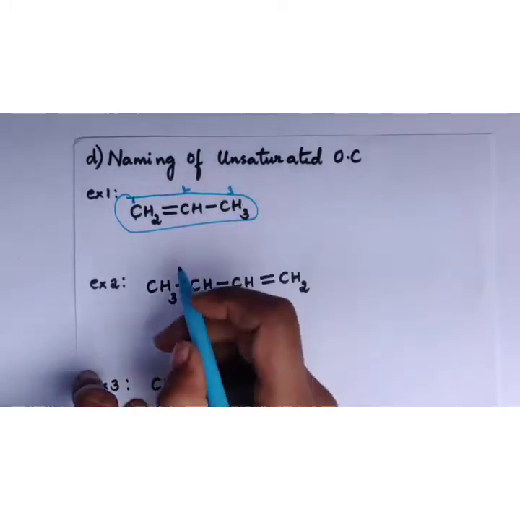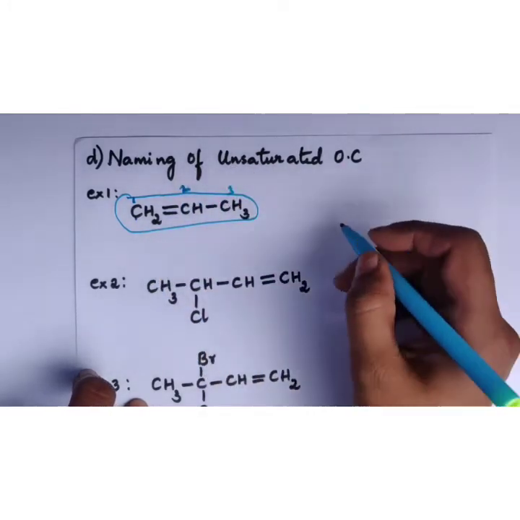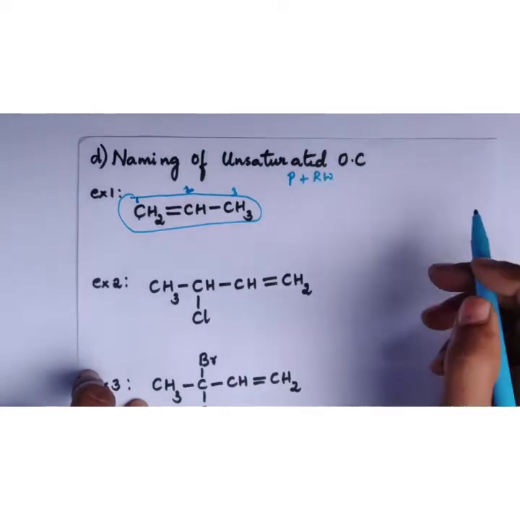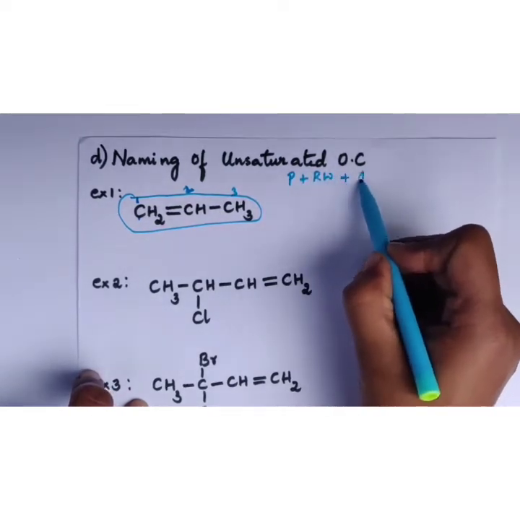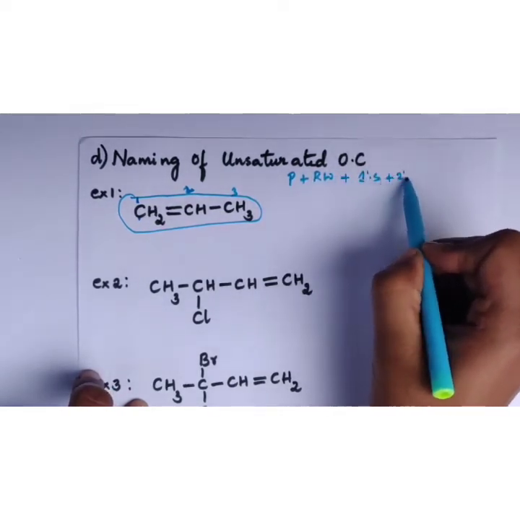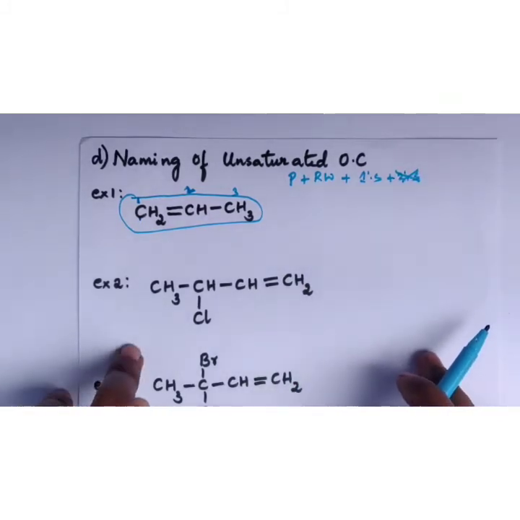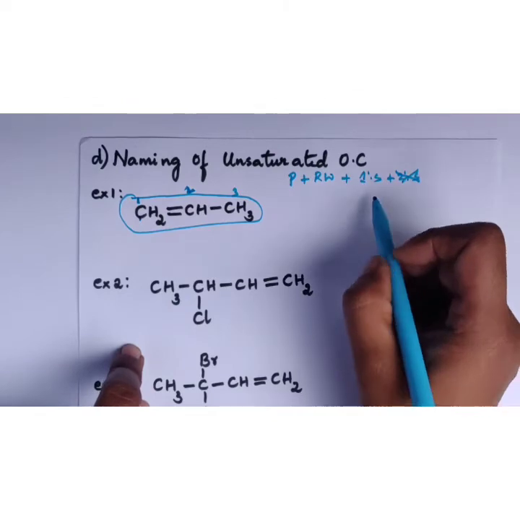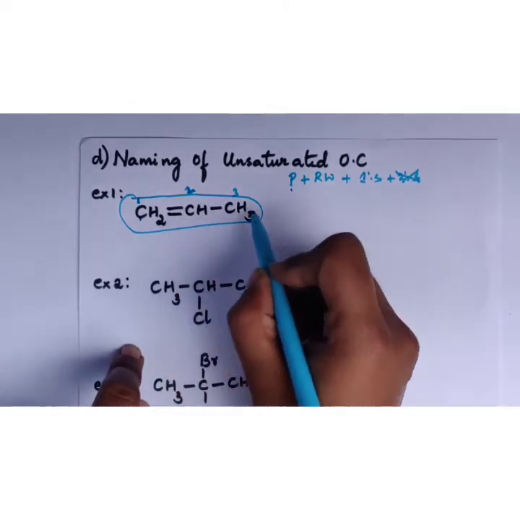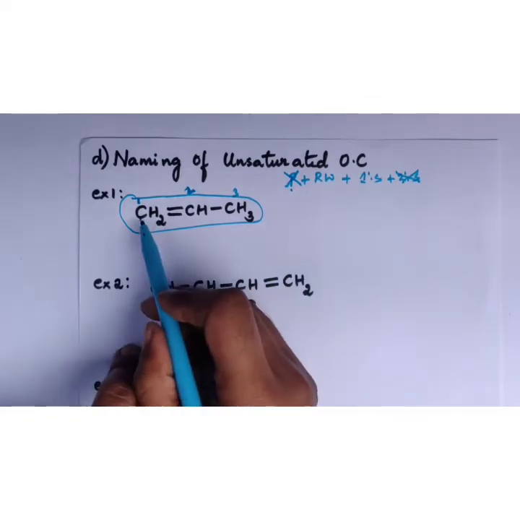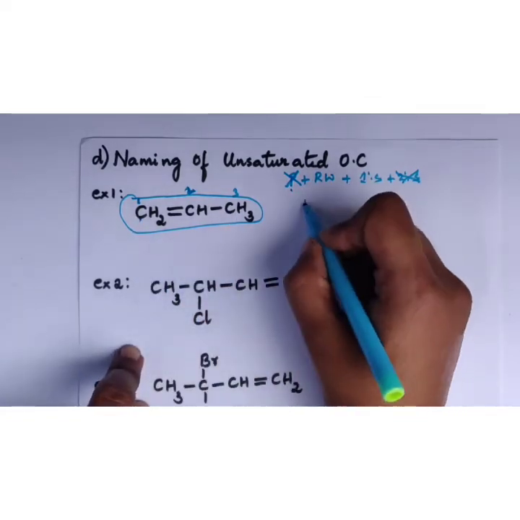1, 2, 3. So here, when you name it, you know that first always the prefix comes, followed by the root word, followed by the primary suffix and secondary suffix. Here there is no secondary suffix, so let us not worry about the secondary suffix. Let's go with the prefix now. Is there any prefix, any side chain attached? There is no prefix here. So what's the root word here? 1, 2, 3. So it is prop.